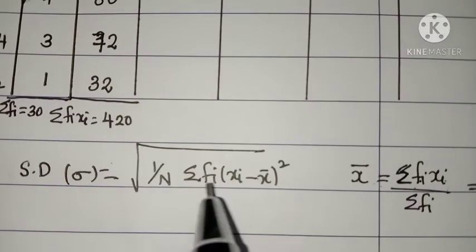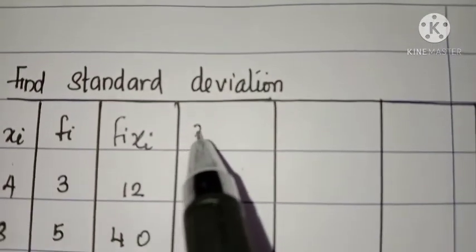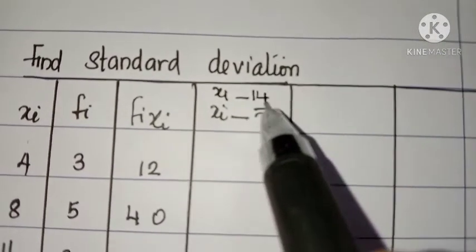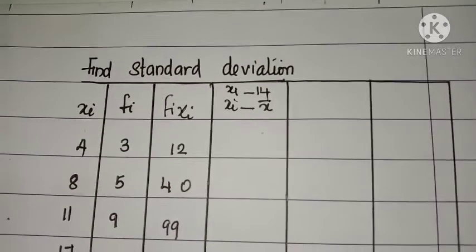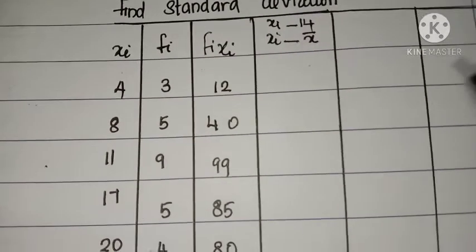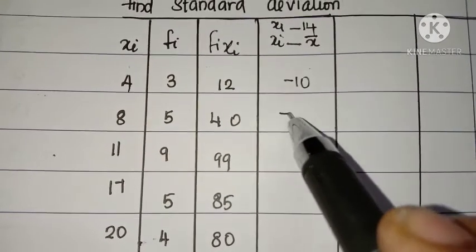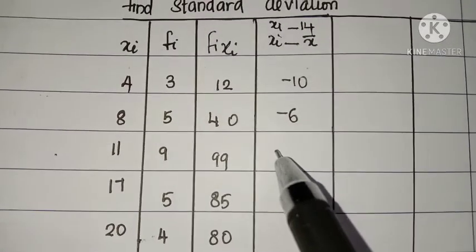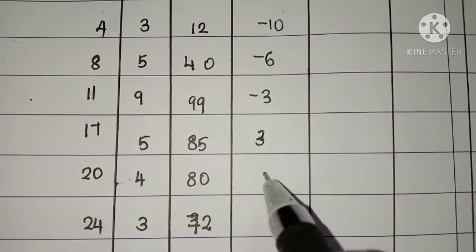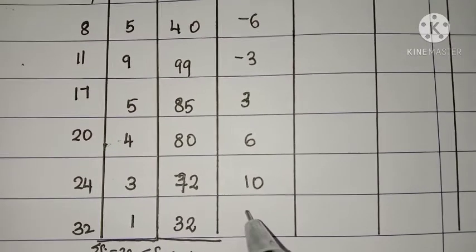Now look at the formula. Next we need to find xi minus x bar. From each xi value we have to subtract x bar, which is 14. So 4 minus 14 is minus 10, 8 minus 14 is minus 6, 11 minus 14 is minus 3, 17 minus 14 is 3, 20 minus 14 is 6, 24 minus 14 is 10, and 32 minus 14 is 18.